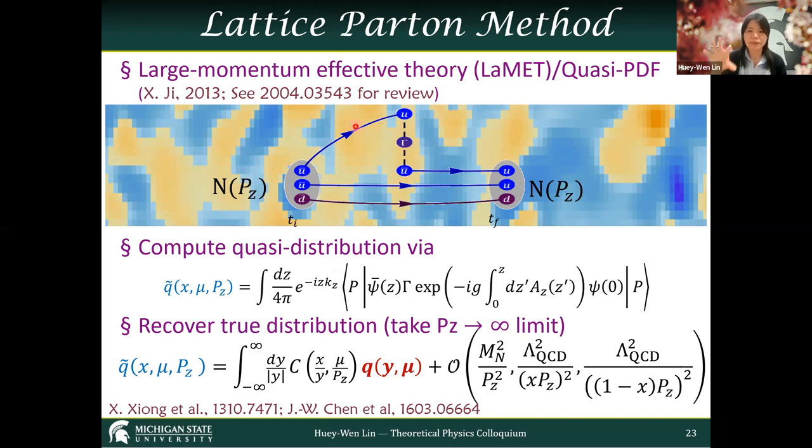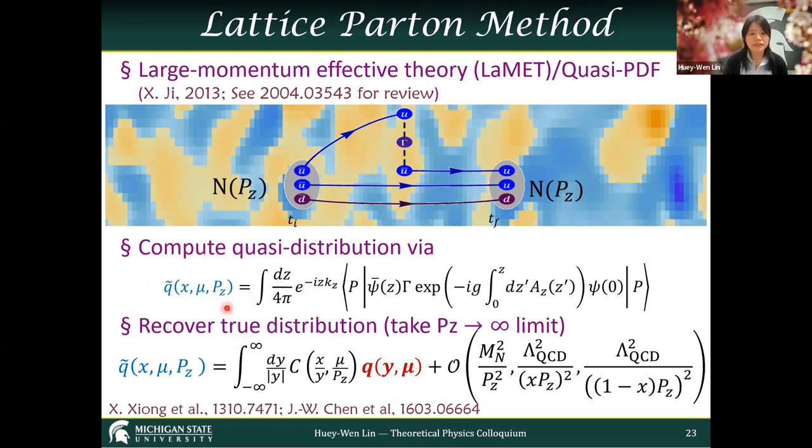And then you calculate a bunch of this type of matrices, right? So if this is in the Z direction, they have this Z dependence and the momentum PZ dependence. So we calculate, repeating the same steps we talked about. There are a lot of matrix elements to study, and you collect all these matrix elements and do a Fourier transformation, naively. So this is where the quasi distribution comes in. You have a momentum space distribution, but it's not exactly the light-cone distribution yet.